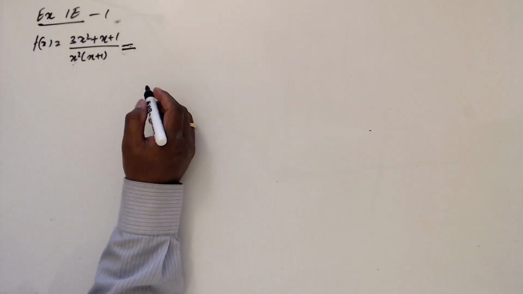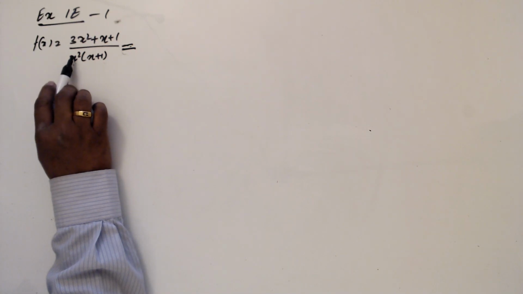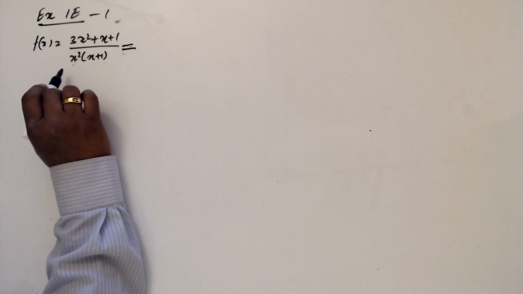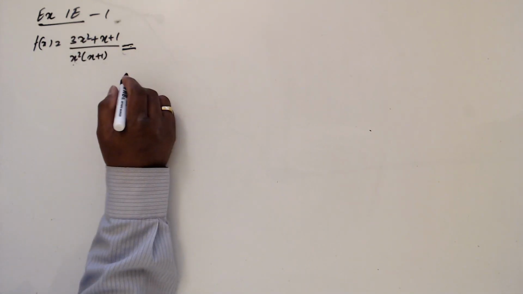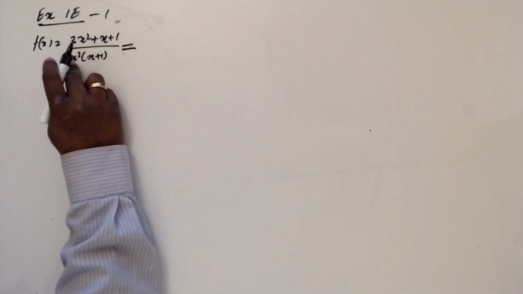Exercise only, question number one. When you look at it, we can see the highest power in the numerator is 2 and the denominator's highest power is 3. So this fraction is a proper fraction, and there is a repeated root.